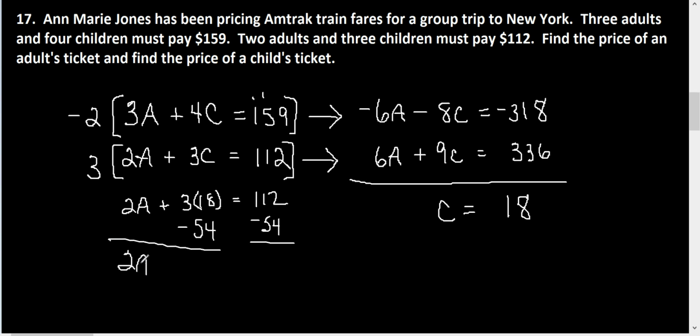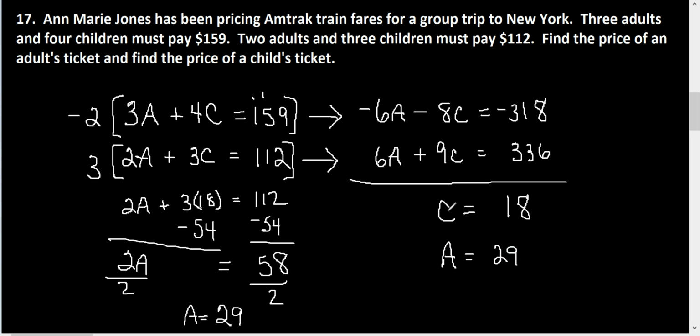And I've got 2a that equals, what's this? 8, 5, 2a equals 58. I'm going to divide both of these sides by 2. So the adult's ticket is, what's half of 58? 29. So the adult's ticket is 29. So a equals 29. Okay, and these are the costs for the adult's ticket and the child's ticket. Okay, that was number 17.